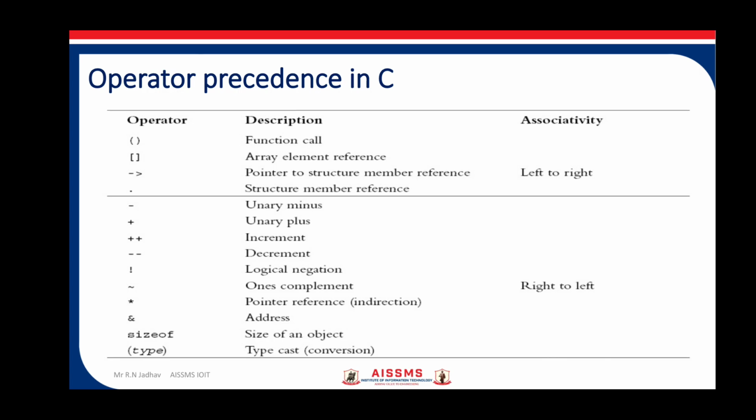After that come the operators. The first precedence among the operators is for unary minus, then unary plus, increment operator, decrement operator, logical operator, then pointer reference variable, ampersand that is address, sizeof operator and typecasting operator. Here you can see their associativity is from right to left. That means if we have multiple operators in one single statement, the operator which is on the right hand side of the statement will be executed first.